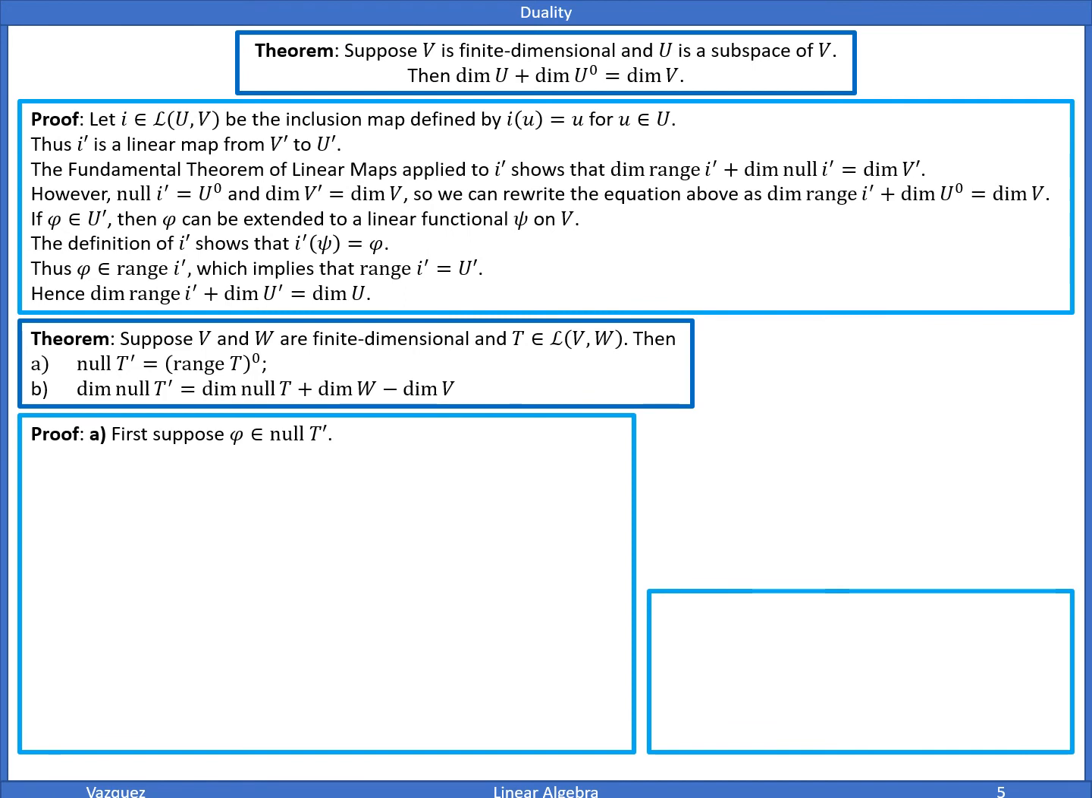First, suppose phi is in the null space of the dual map of T. Well then, by the definition of the dual map, 0, from the null space, is equal to phi of T of v for every v in the vector space V. Therefore, phi is in the annihilator of the range of T.